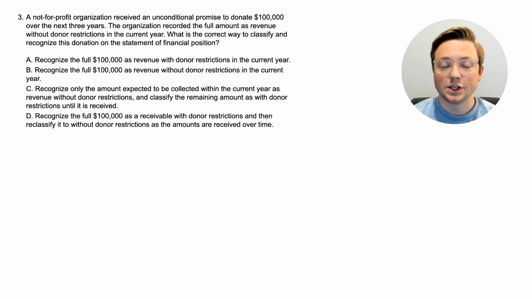All right, here we are at question 3. A not-for-profit organization received an unconditional promise to donate $100,000 over the next 3 years. The organization recorded the full amount as revenue without donor restrictions in the current year. What is the correct way to classify and recognize this donation on the statement of financial position?